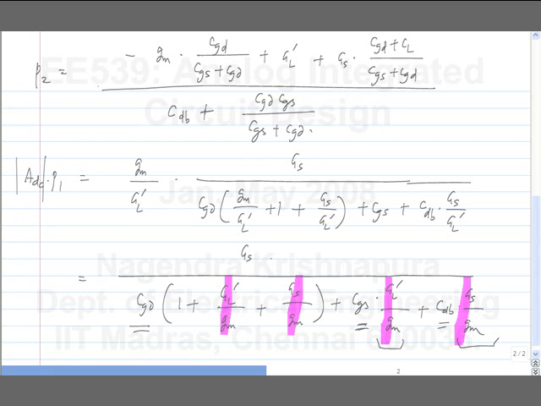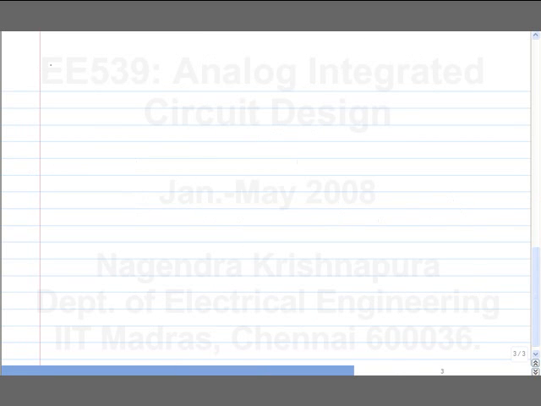So the unity gain frequency approximately is ADC times P1, which turns out to be GS by CGD. Okay? Yeah, that's correct.